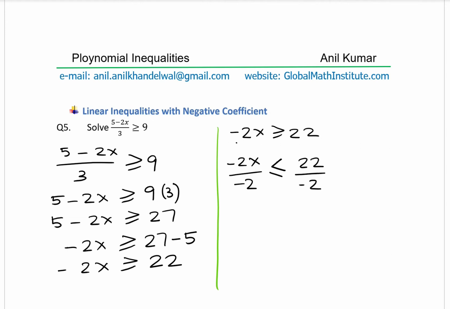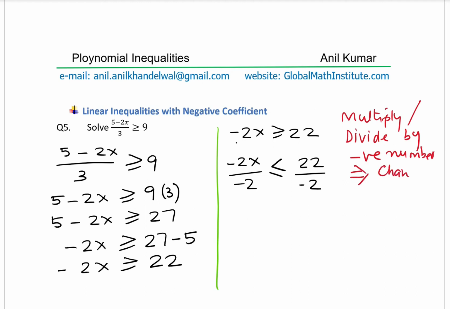So, important note here is: multiply or divide by a negative number results in a change of sign. Now, this is extremely important. It creates a lot of confusion, and let me give you an example here.